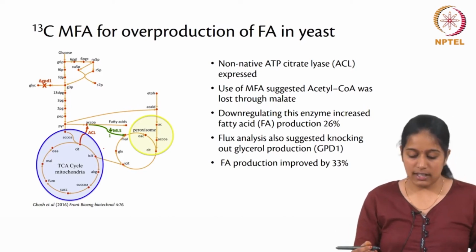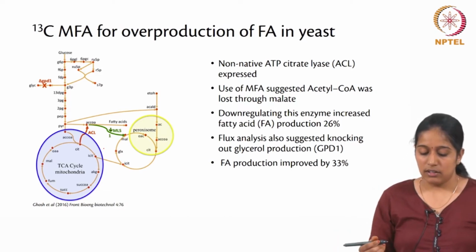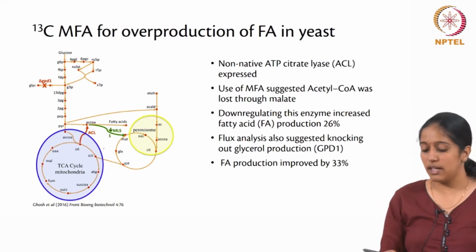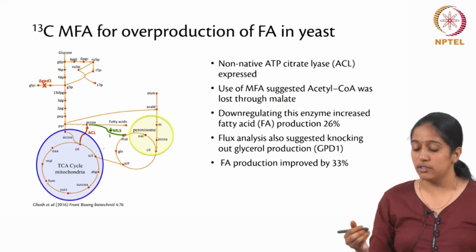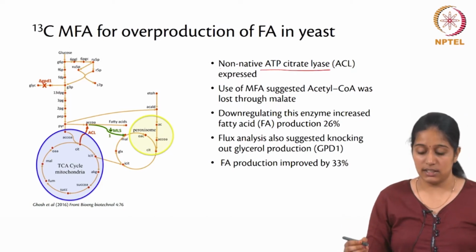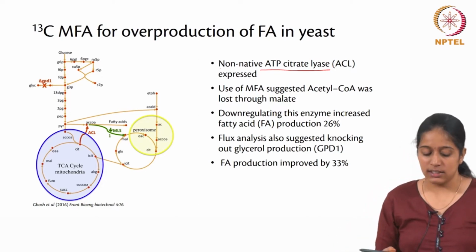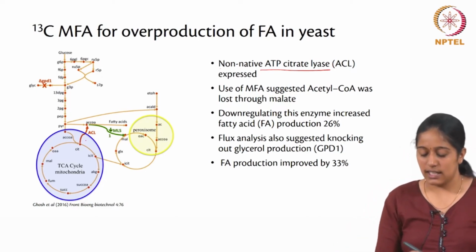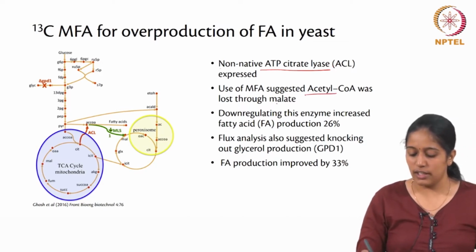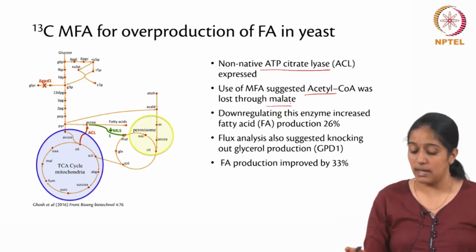So, here they have taken yeast, the baker's yeast, and they have found out the fluxes to different pathways, and they wanted to overproduce fatty acids. For this they had expressed a non-native ATP citrate lyase, and they did a metabolic flux analysis, and when they did, they found that acetyl CoA, the precursor of the fatty acid that they wanted to overproduce, was lost through malate.